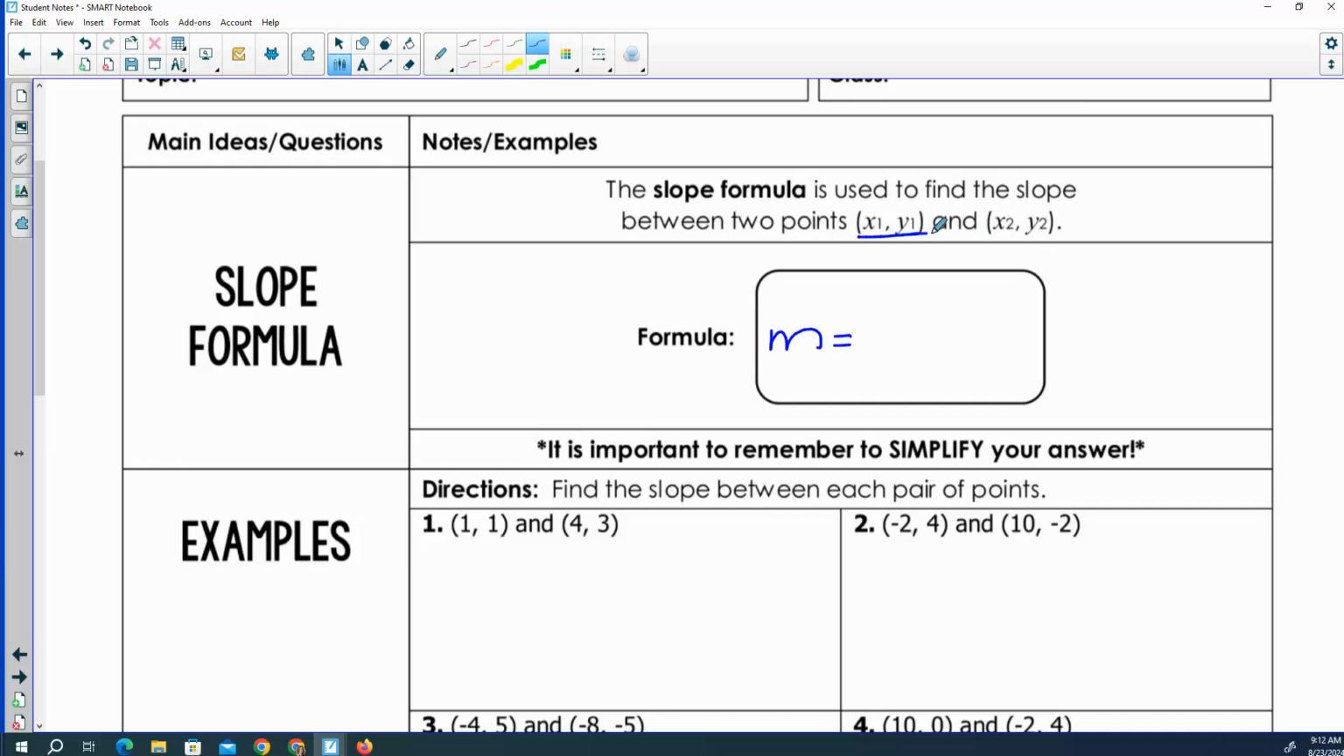If our two points are x1, y1, and x2, y2, we do y2 minus y1 over x2 minus x1. The slope is rise over run. So if you subtract the y's, you figure out how much you go up. If you subtract the x's, you figure out how much you go over. So we can use that if we don't have a graph.